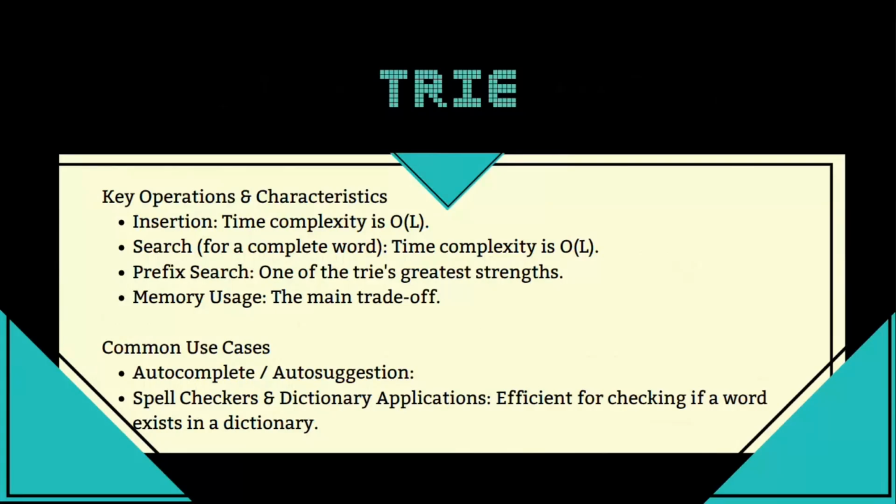Common use cases of tries. Autocomplete / autosuggestion. The classic example. Search engines and IDEs use tries to quickly suggest completions as you type. Spell checkers and dictionary applications. Efficient for checking if a word exists in a dictionary.